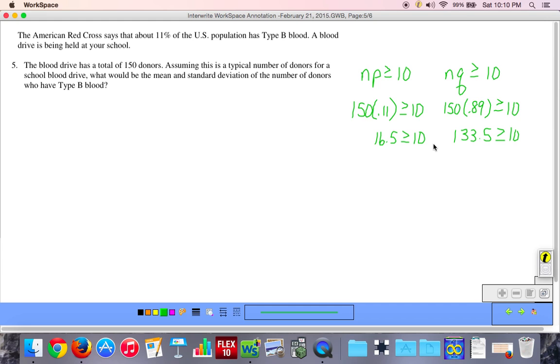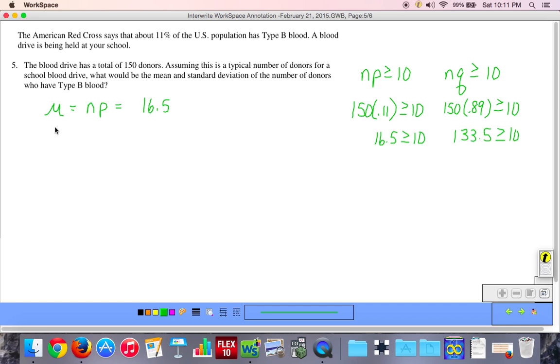So now we know that this model can be approximated by the normal model. So according to our notes, the mean or mu of our normal model is very simple to find. It's just n times p, which we found over here. So that means that our mean number of donors that we expect to have type B blood would be 16.5, or somewhere between 16 and 17 donors.